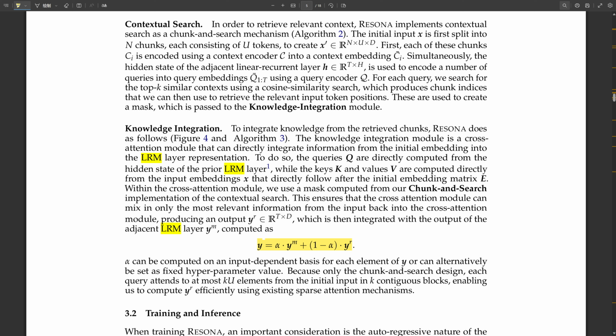It's basically a measure of how surprised the model is by the next word in a sequence. So a lower perplexity means the model is better at predicting what's coming next, which indicates a better understanding of the language. Okay, so Resona is not just helping with memory, it's actually improving the model's overall language understanding. Exactly. It's not just about remembering facts. It's about making sense of the language as a whole.